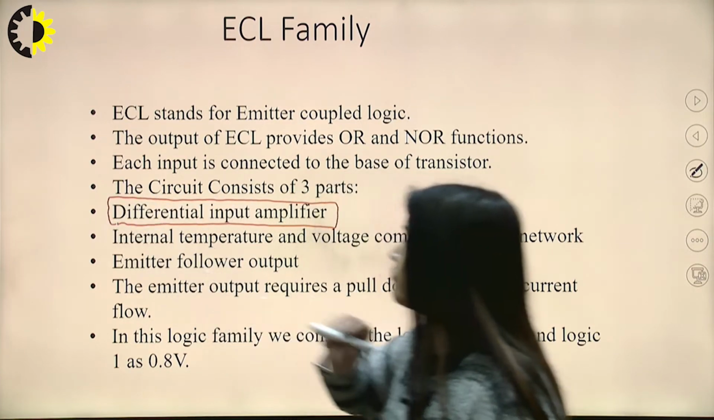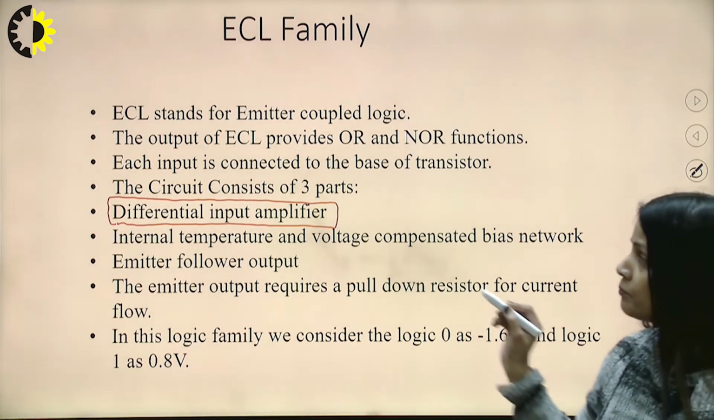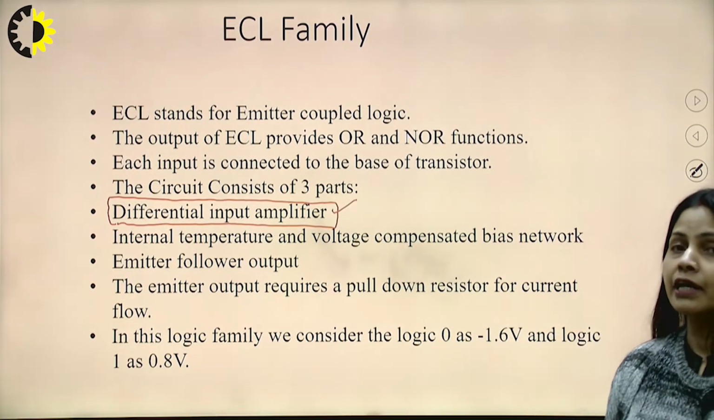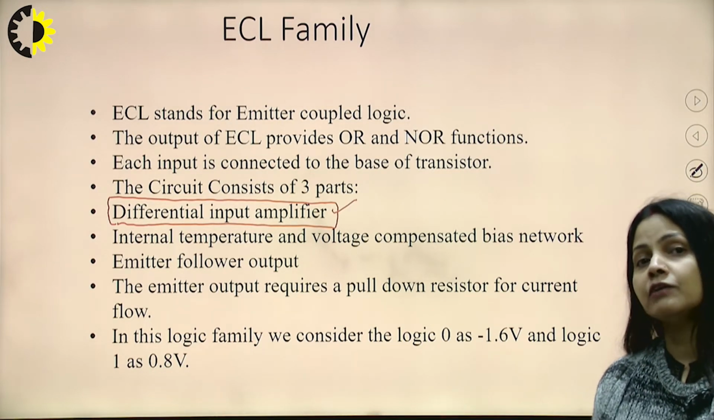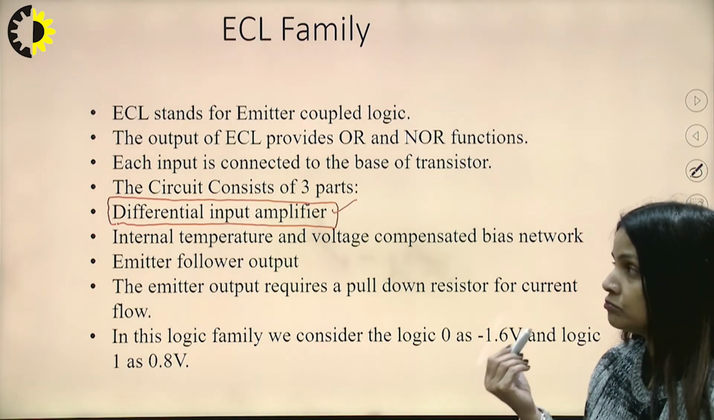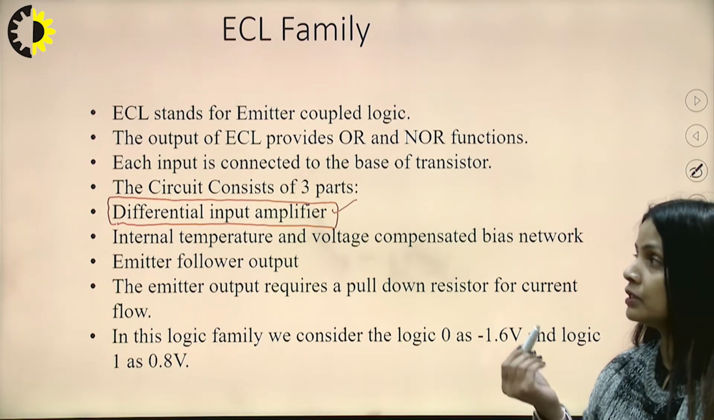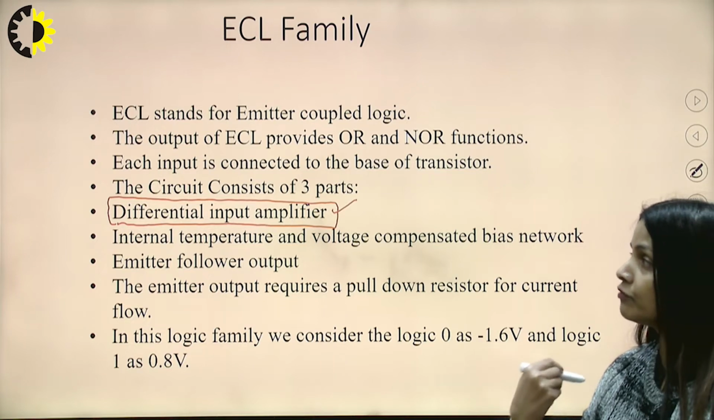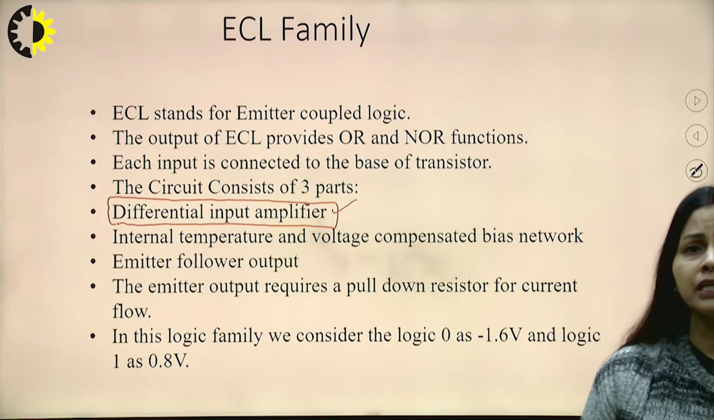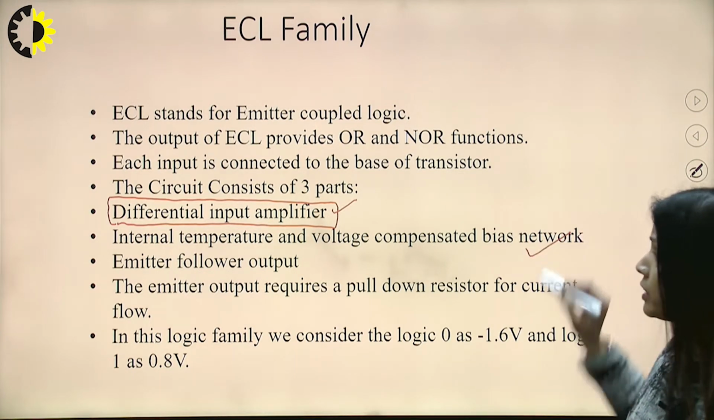In the differential input amplifier, we have two transistors. Mainly, if one transistor is on, the other transistor will be off, and if one is off, then the other will be on. So there are two transistors connected in a differential arrangement, and they behave in such a way that if one is off, then the other one will be on. Next part is the internal temperature and bias network for voltage compensation. That is also one important major part.